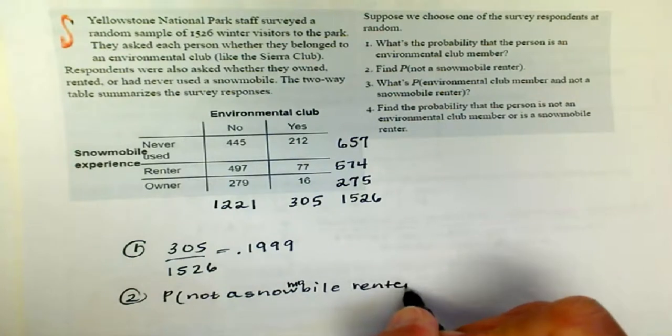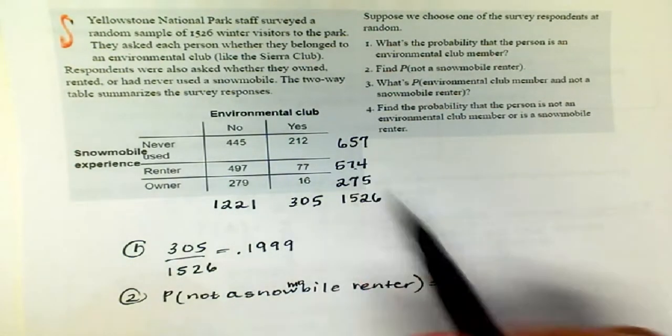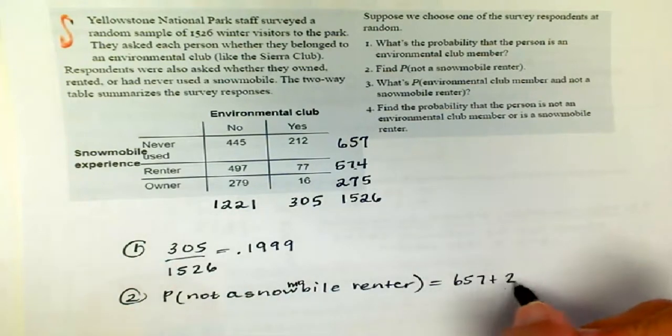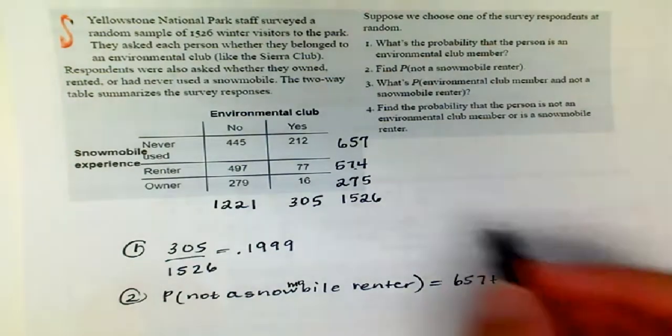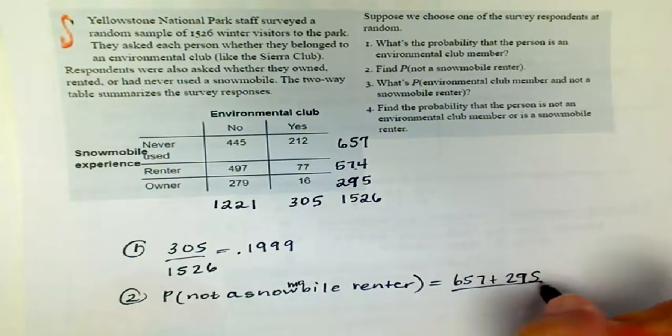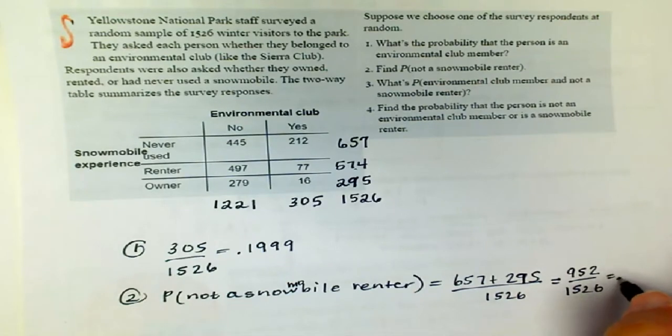Okay, so what you could do is here's the renters right here. So it would be like 657 plus the owner, 275. Actually, this is supposed to be a 9, guys. Sorry about that. 295 over 1526. So that's equal to 952 over 1526, which is 0.6239.